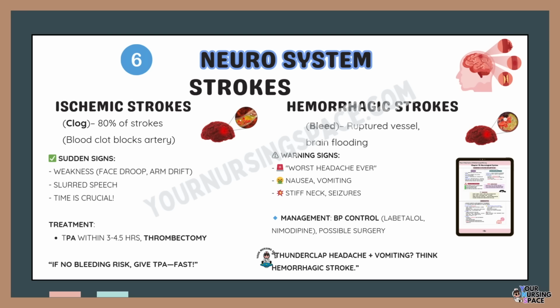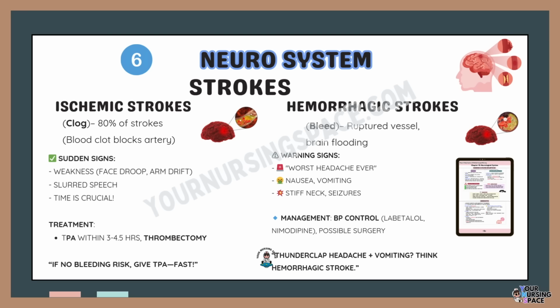In contrast, a hemorrhagic stroke results from a ruptured blood vessel, leading to bleeding in the brain. Recognizing a stroke quickly is crucial, and the easiest way to do this is by using the FAST mnemonic: face drooping, arm weakness, speech difficulty, and time to call 911. Treatment depends on the type of stroke.